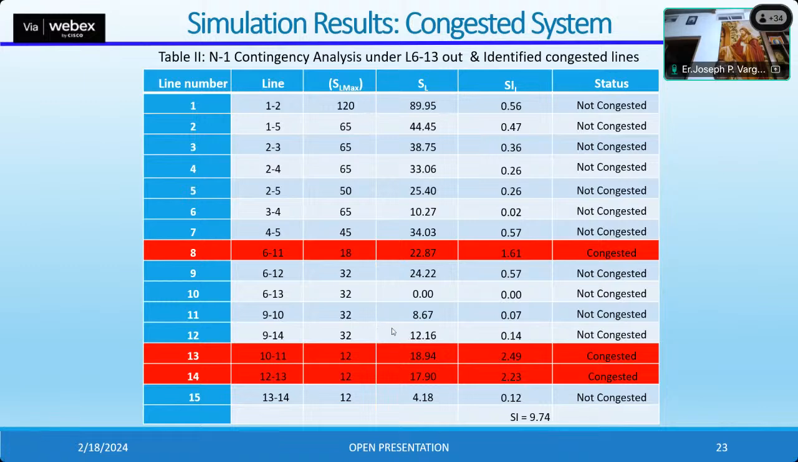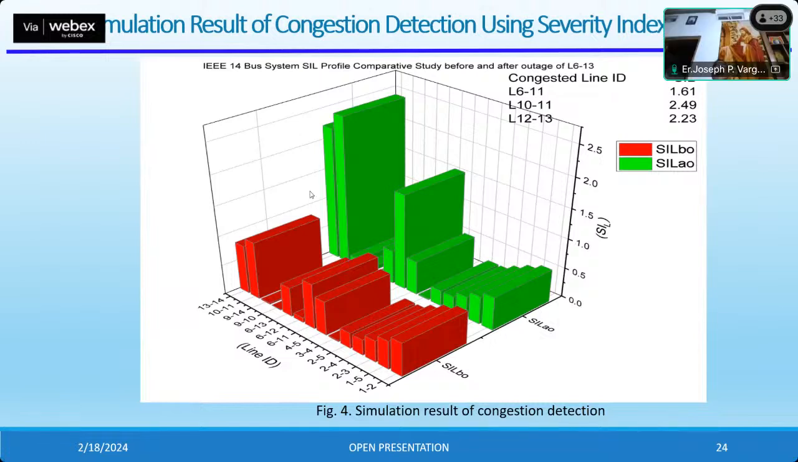Now we have detected congestion using the severity index of the line. Due to the outage of line number 6-13, only these three lines are getting congested, and for further study, we are concentrating on these three lines. These are the simulation results of the severity index of the line and the system.